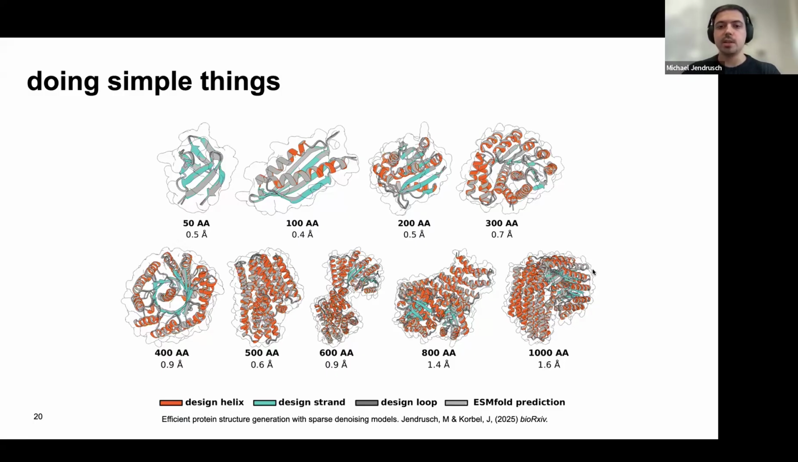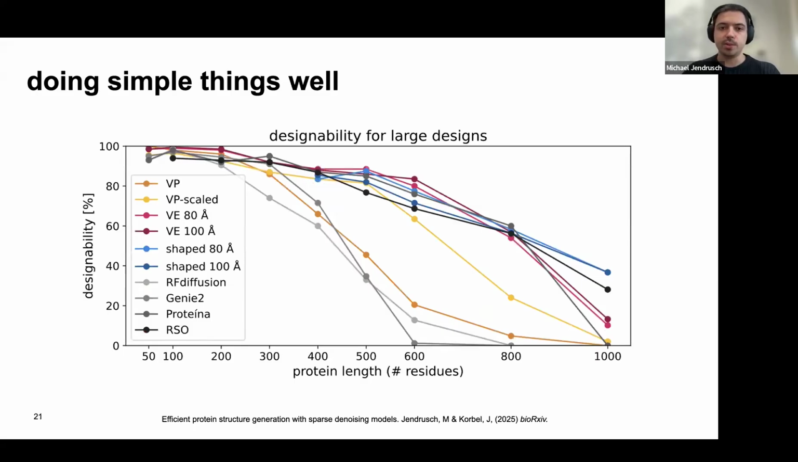and 1,000 amino acids. Here you see a couple of example generations where the design structure is overlaid with the ESMFold prediction of its design sequence. As you can see, the errors here, the RMSDs, are fairly low across all of these sizes. If you look at this quantitatively for a number of different models across all of these sizes from 50 to 1,000 amino acids, we can see some interesting things here.